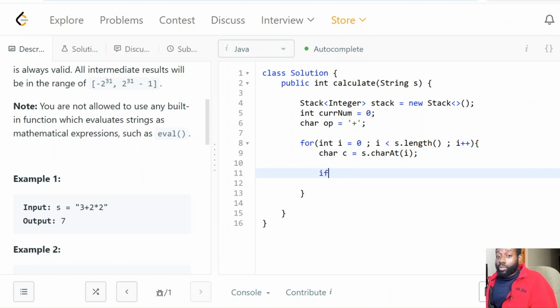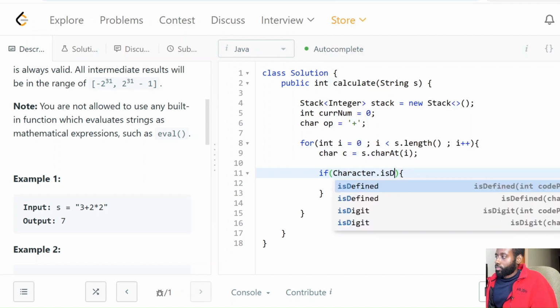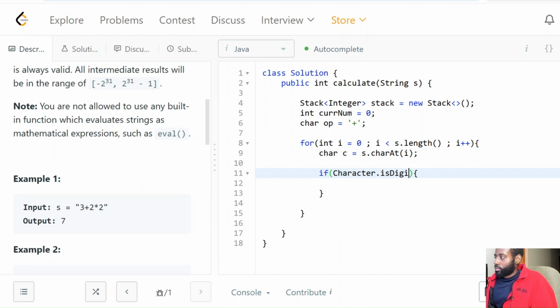For that character, we're going to do a check: if this character is a digit, then we're going to build our current number. So current num times 10 plus the ASCII value of the character minus the ASCII value of 0. This is a very common way of converting a number string into an integer.